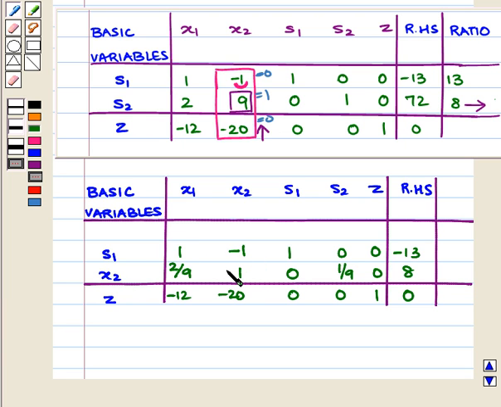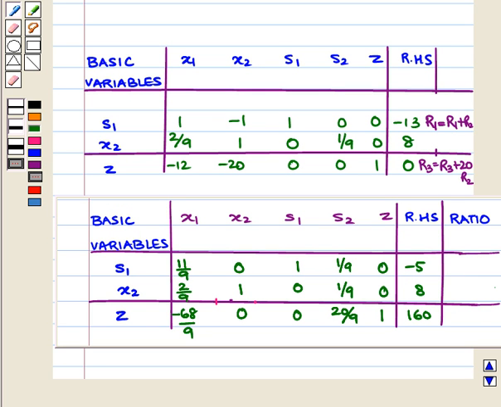Now we make -1 and -20 in the pivot column equal to 0. For this, we use operations R1 equal to R1 plus R2 and R3 equal to R3 plus 20 R2. So now we get the following table.